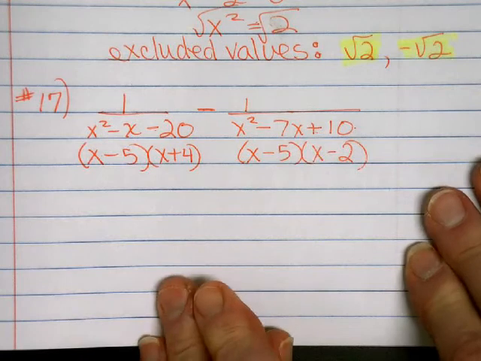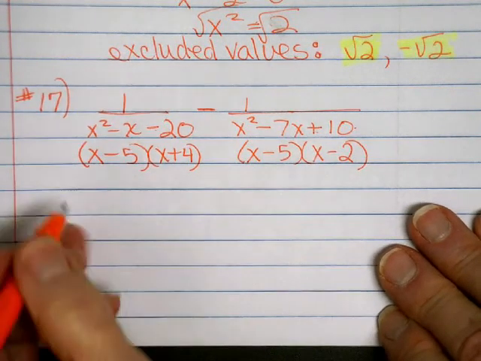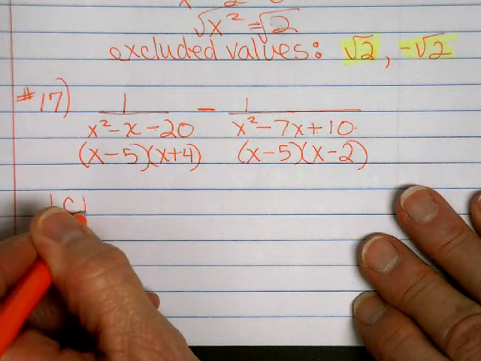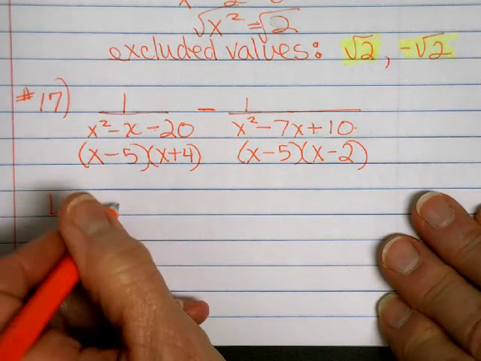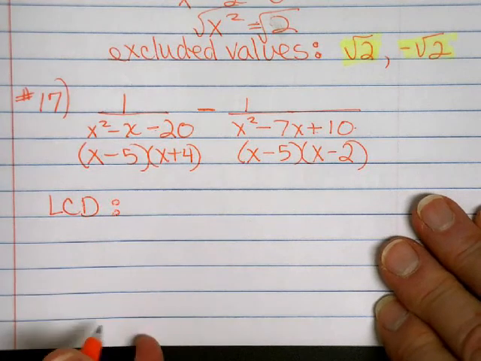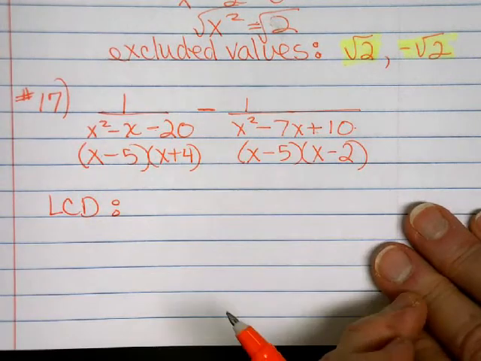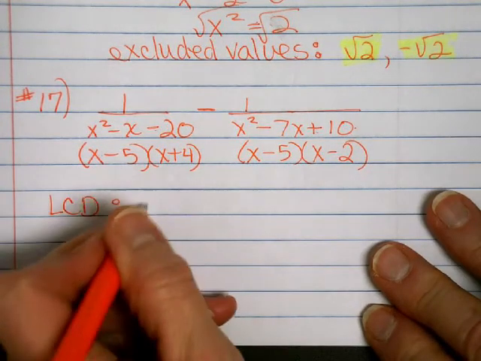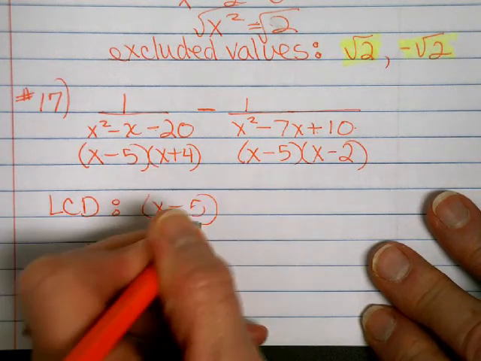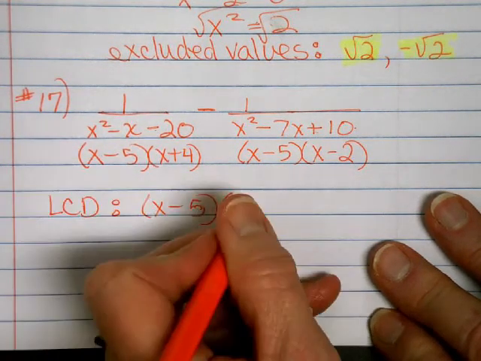So factors of 20 that when subtracted give me 1, and factors of 10 that when added give me 7. Hopefully that's a smooth transition. So I have to think about my LCD. I just don't multiply up because I've got some things in common. That's a mess. It's just more difficult.